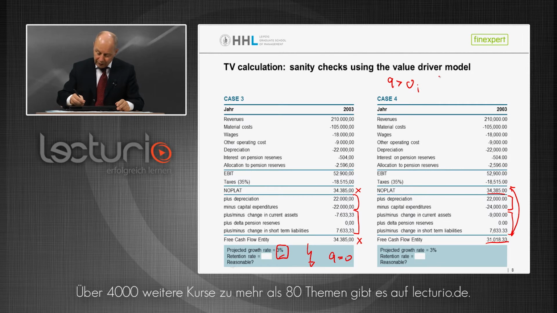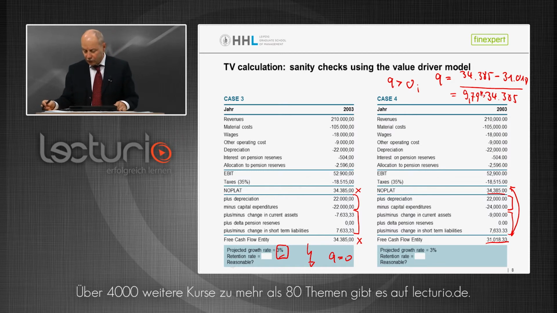So our Q in this example is here 34.385 minus 31.018. This is the absolute amount retained, and then divided by 34.385. This is then the percentage as a retention rate, and in our case here, it is 9.79%. Yeah? So you see it's a rather low retention rate.